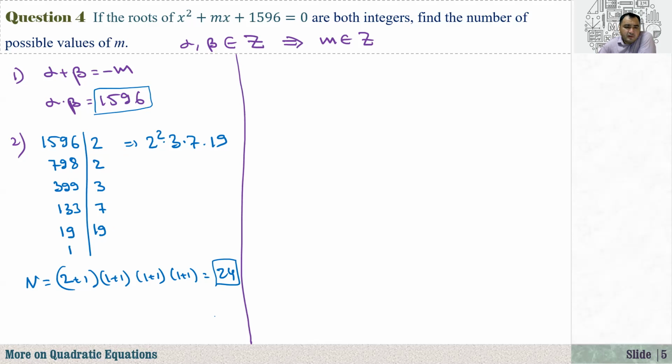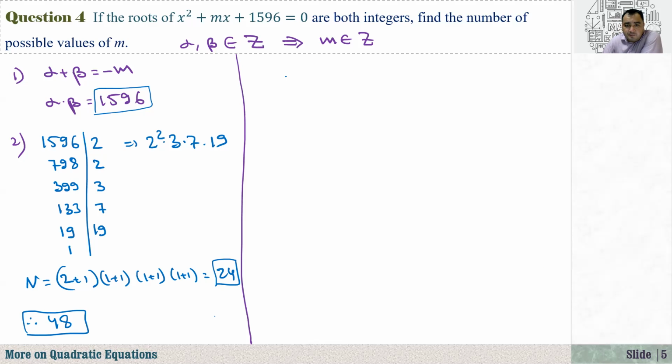Okay, so also including negative numbers, altogether we have 48. So the answer to this part is we have 48 different values of m. Find the number of possible values of m, that is 48.